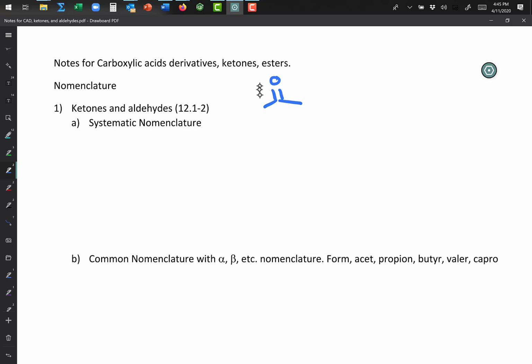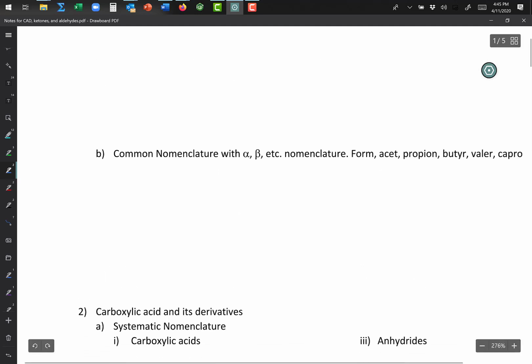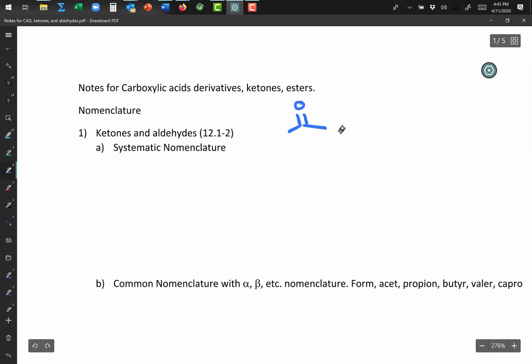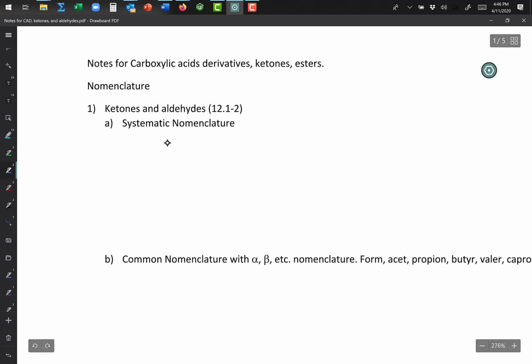And the carbonyl can have alkyl groups on the sides. It could have a hydrogen on one side, and that would make it an aldehyde. Or when we go down to carboxylic acids and its derivatives, we can have another functional group on this end over here. So simply though, for ketones and aldehydes, we have this. So for a ketone, we'll go like this. Oh, sorry. We'll draw one here. So this is a ketone.